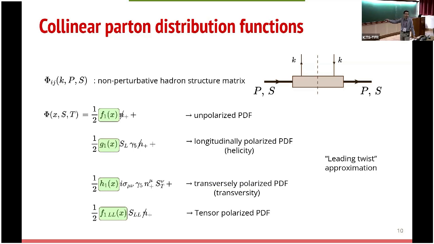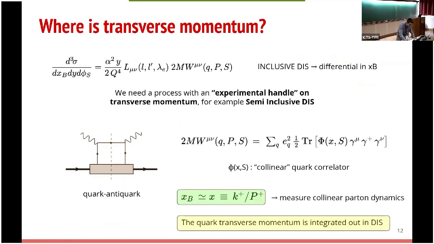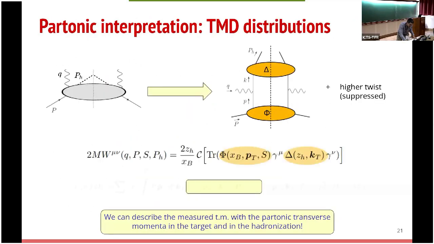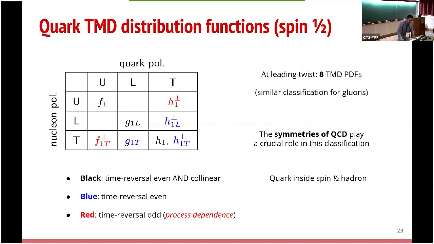We have the transverse momentum of the quark. So the Dirac structures that you have are not 3, but are 8, and you're going to have 8 different coefficients, which are the 8 TMD parton distribution functions at leading twist. Those 8 coefficients are organized in this table here. Let's see for a second what they mean. The rows correspond to the nucleon polarization and the columns to the quark polarization.